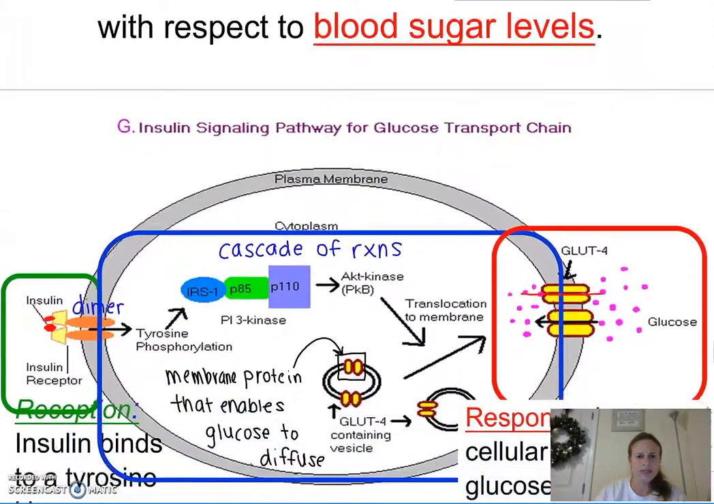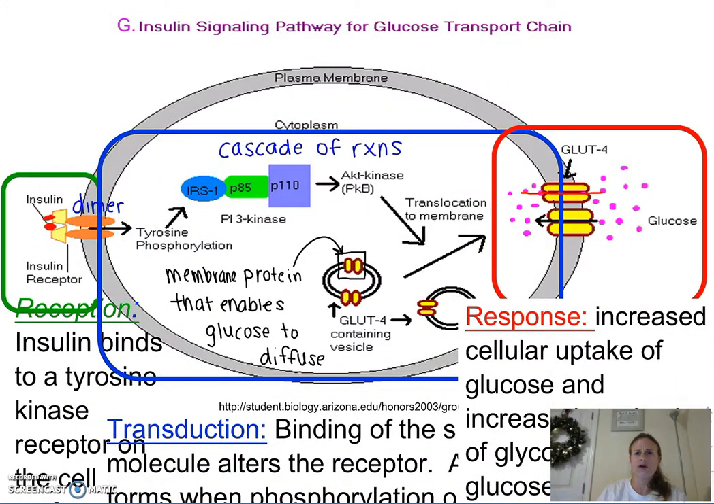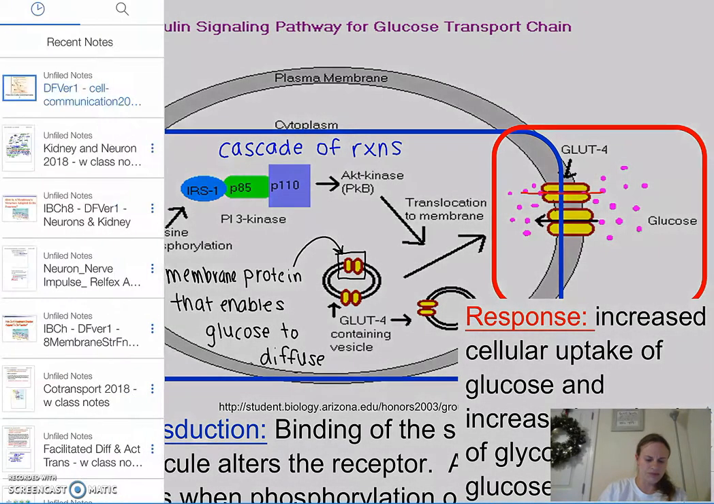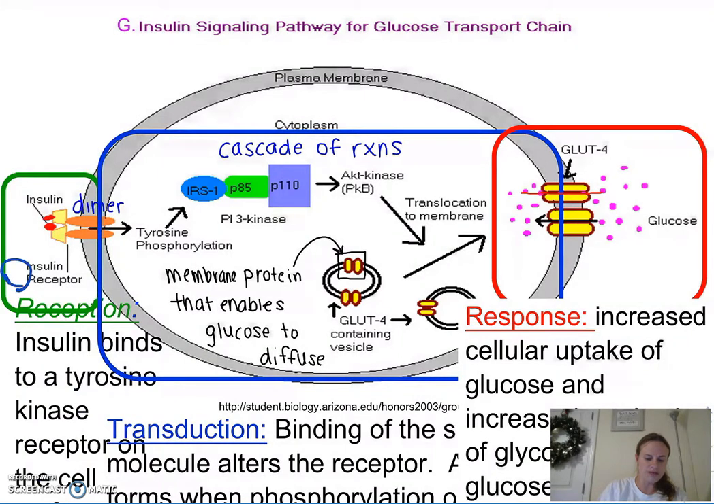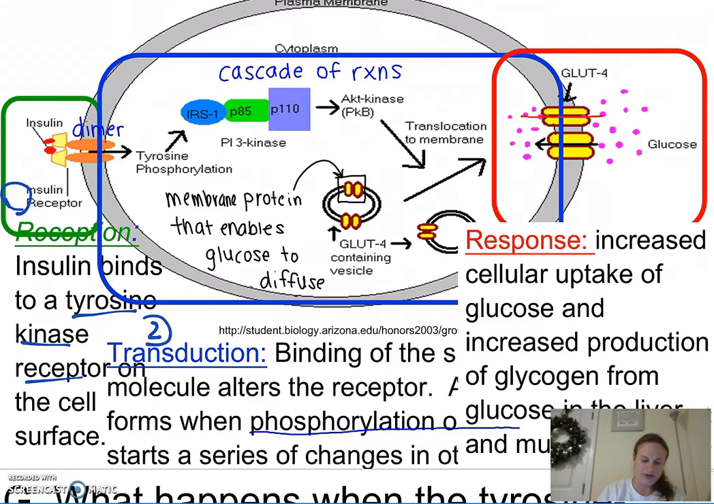So if I was to look at the specific pathway for insulin, there are three overall processes or steps that occur. The first one being reception. Right? So my insulin binds to a tyrosine kinase receptor. Then transduction occurs. The binding of the signal molecule alters the receptor, and then you've got this cascade of reactions that occurs when that dimer is phosphorylated.